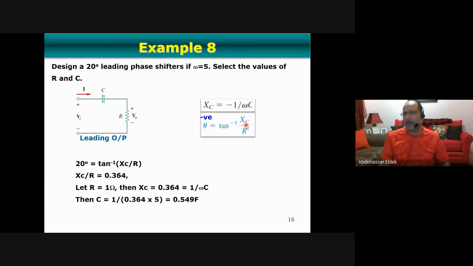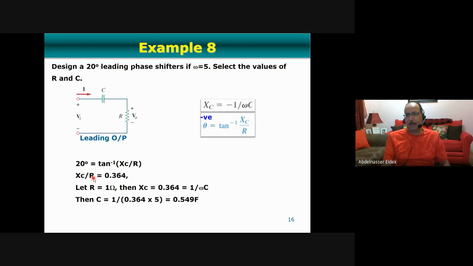Let us take a simple example: design a 20 degree leading phase shifter. In this case, we will take this circuit, which is for leading. We take the output across the resistor, so this is the input and this is the output. If it is 20 degrees, then theta equals 20 degrees, so 20 degrees equals tan minus 1 of Xc divided by R.